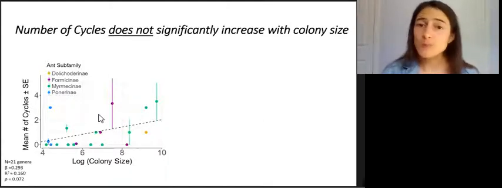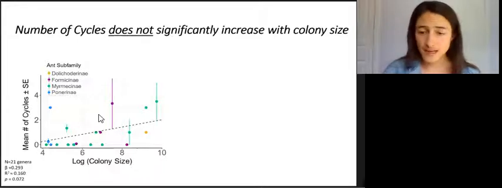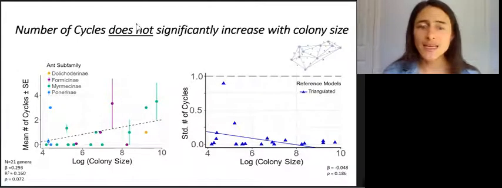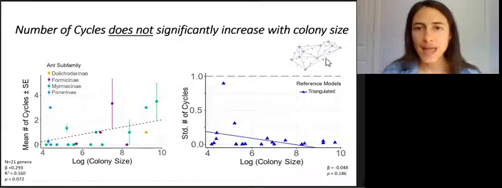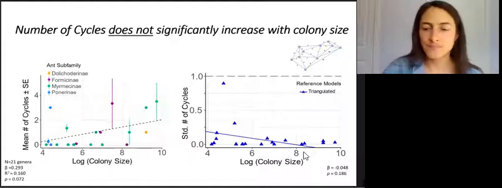But like before, we wanted to standardize these results with expectations from a reference model for how the number of cycles should increase with nest size. So we standardized these data to a triangulated network. And what we find, again, is that nests from larger colonies do not contain proportionally more cycles.